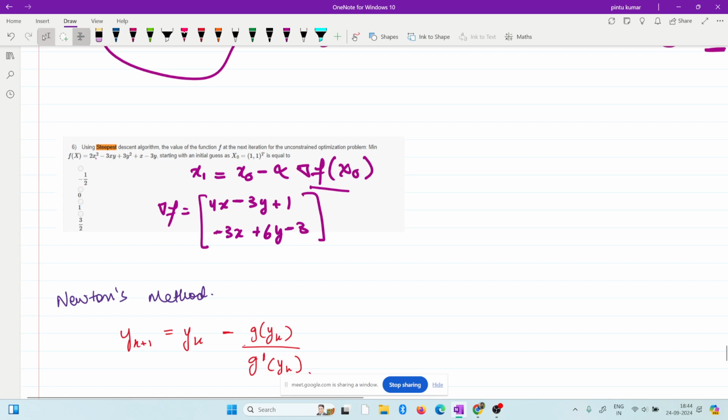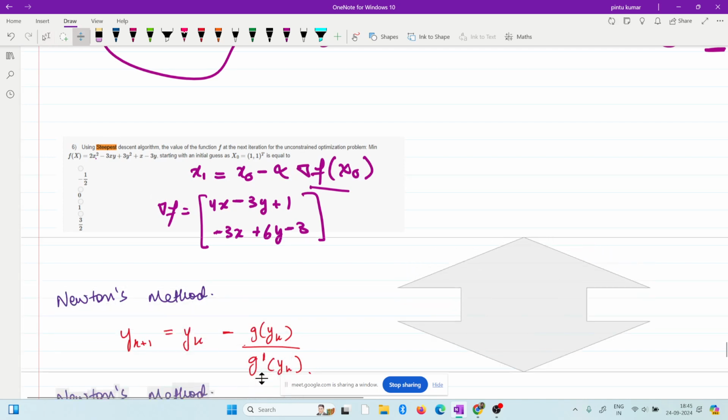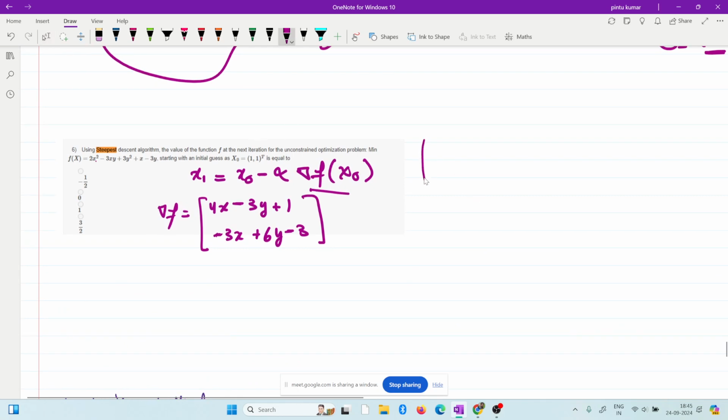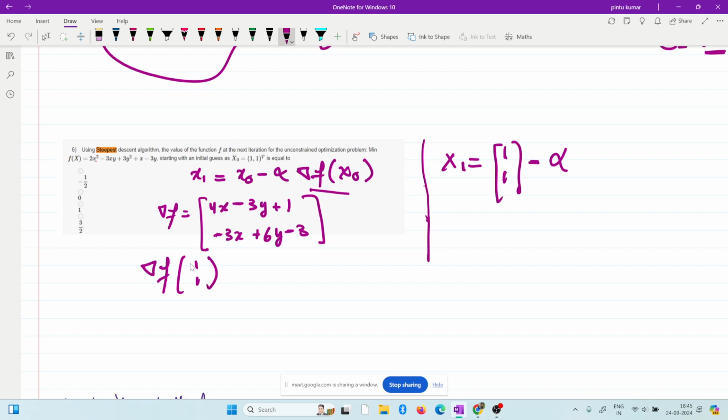So if I have calculated my gradient of f, what actually is my x1? So x1 is x naught minus, so x naught is given to be 1, 1, right, minus some alpha times gradient of f at x naught. So we have calculated the gradient, but we will calculate at this point 1, comma 1. So if I put x to be 1, y to be 1, what do I obtain? 4 minus 3 is 1 plus 1 is 2, right? Then this is minus 3 plus 6 minus 3, this is 0. Okay. So x1 I obtain to be 1 minus 2 alpha, and 1.